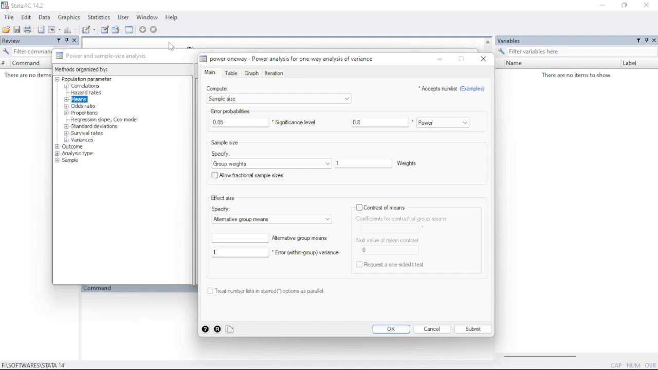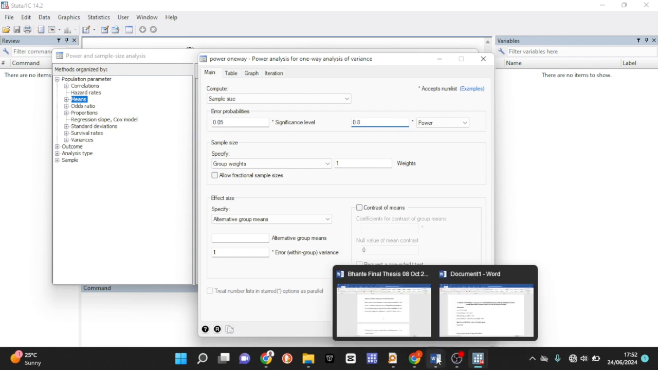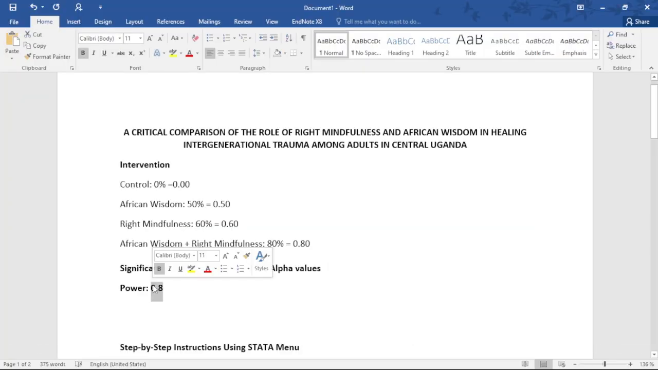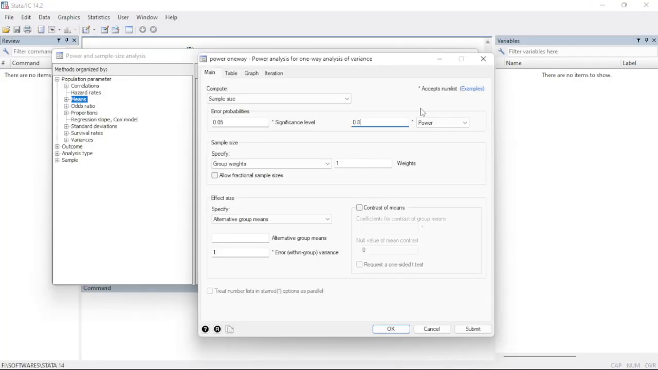So when you click on that one-way analysis of variance, here it says it's going to compute sample size. Of course, you can compute something else, but we want sample size in here. Then here, significance level is set as 0.05, the default value. We have talked about significance level. Then this is power. Power is 0.8. So it's basically following what we already have in here. So I told you power 0.8, significance 0.05. Those are already found there by default. Just leave it in there.